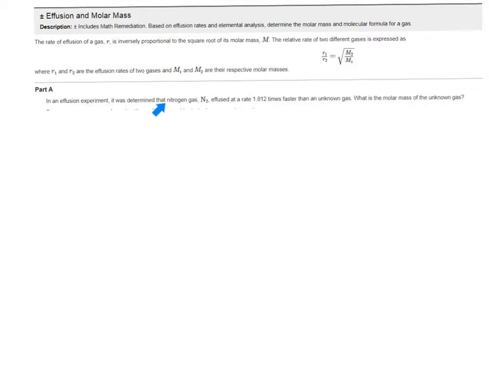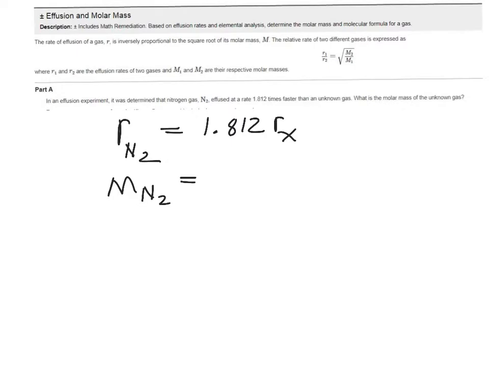In an effusion experiment, it was determined that nitrogen gas effuses at a rate 1.812 times faster than the unknown gas. So if we're to write our ratio, we have the rate of N2 effuses 1.812 times the rate of gas X. The molar mass of nitrogen is going to be 28 and change.